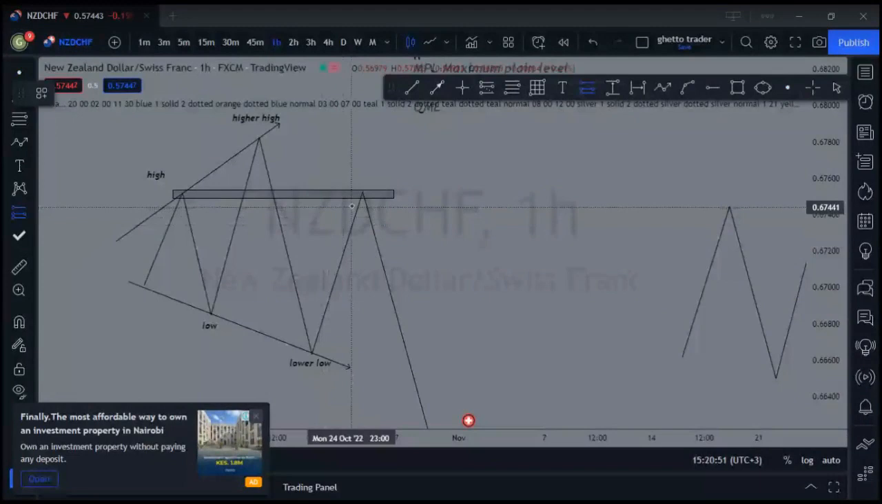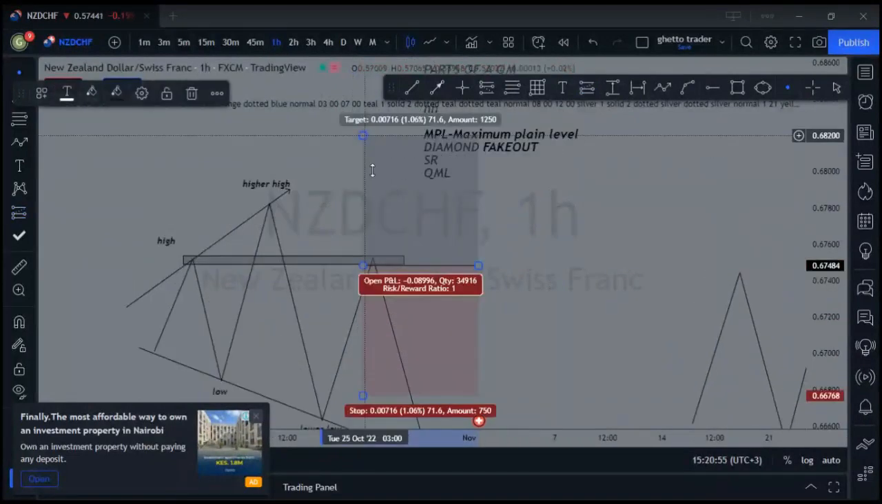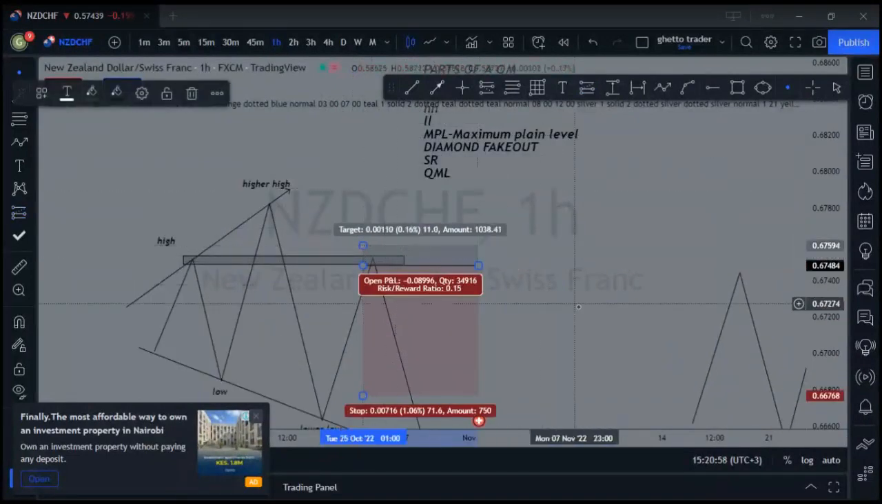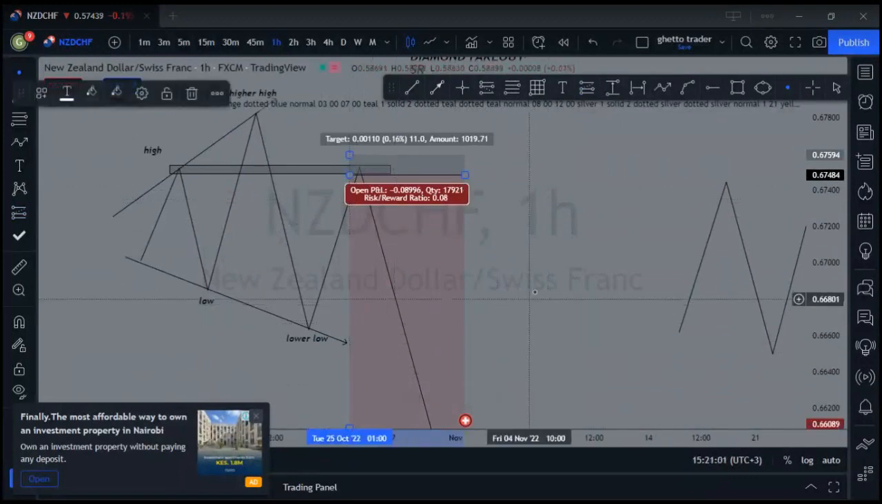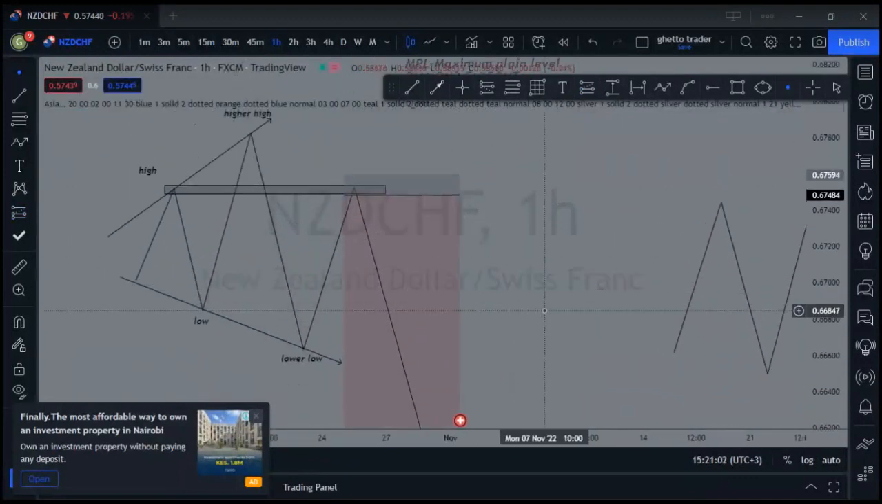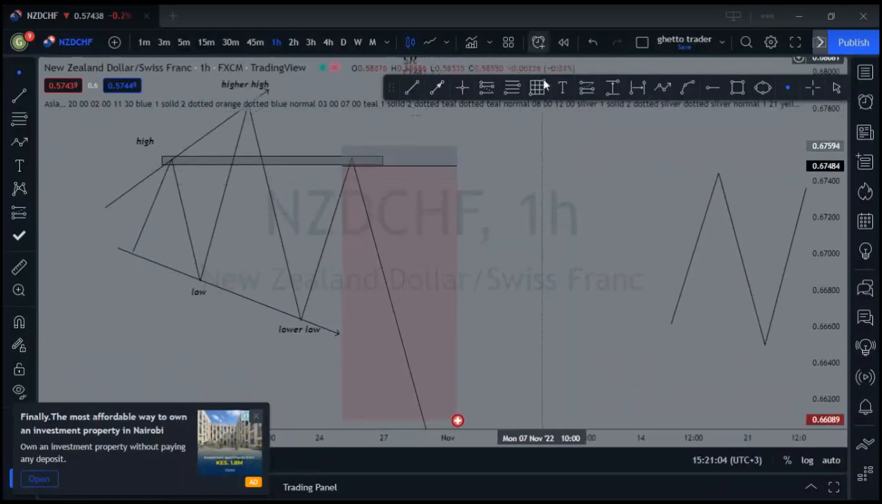This is usually our entry. Sorry, I've put it the other way around, but it's okay. I know you understand. The stop loss can be this big, then the target this small. So that's how we take it.